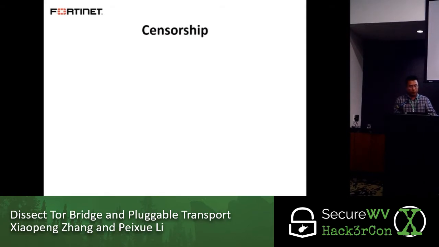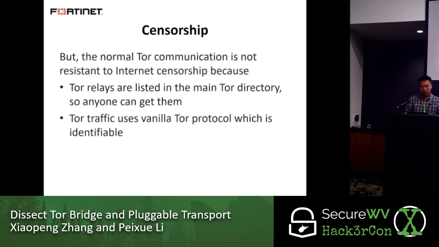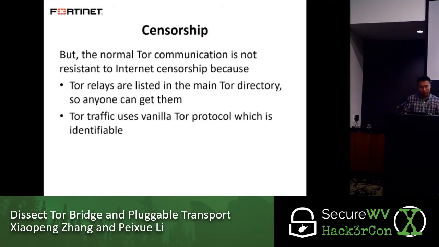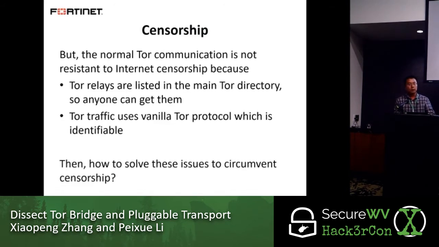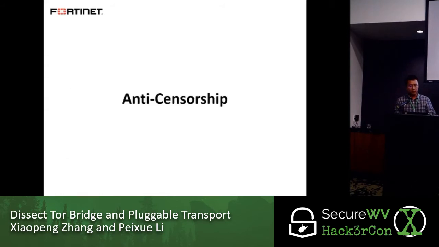But how about censorship? Can it circumvent censorship? The answer is no, because Tor relays are listed in the main Tor directory, so anyone can get the node list and block them. Secondly, Tor traffic uses the vanilla Tor protocol, which is identifiable. Then how to solve these issues? How to circumvent censorship? Next, Xiaopeng Zhang will give you these answers.